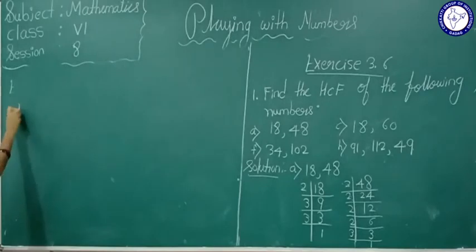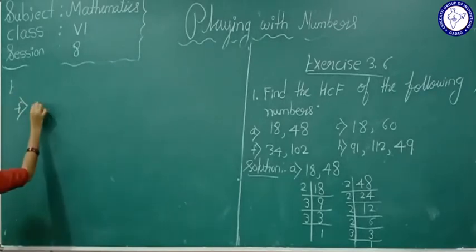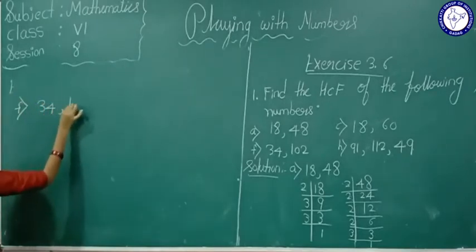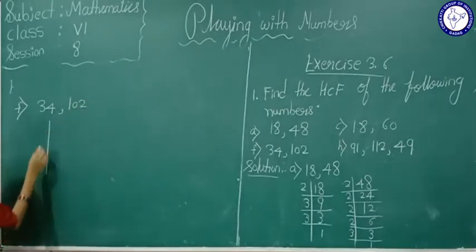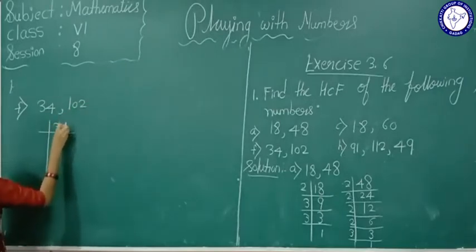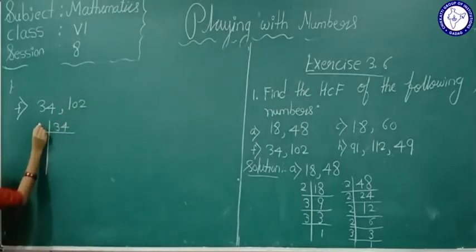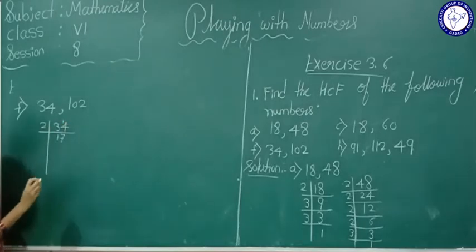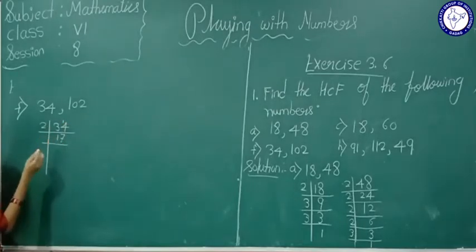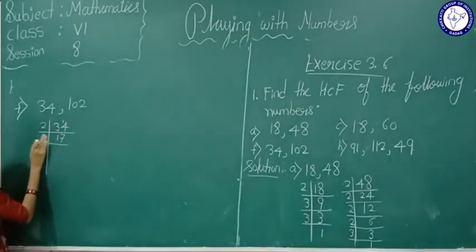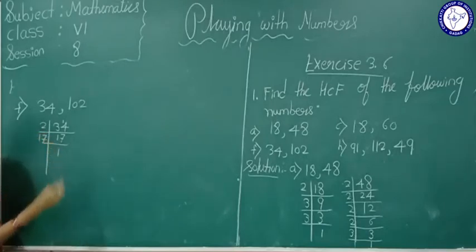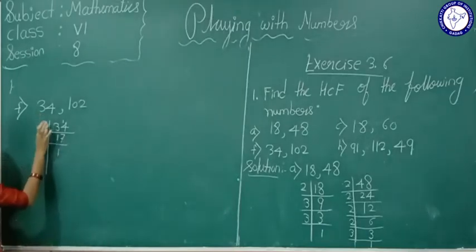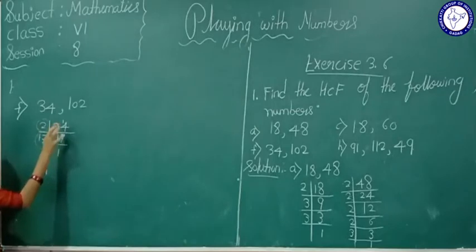Now see F1, 34 and 102. So do the prime factorization of 34. Okay. Now see, 2 1s are 2. Here 1 will remain. It will become 14. 2 7s are 14. So again divide this quotient. 17 1s are 17. Okay. Now see here, 2 and 17 are the prime factors of 34.